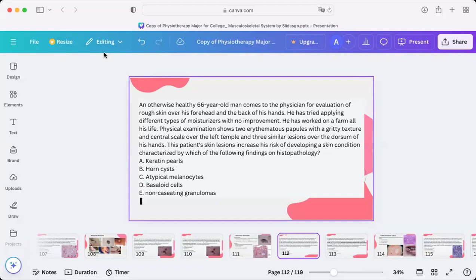I think the most significant finding that this patient has is that he's been exposed to the sun his entire life. What does that predispose him to? And now he's complaining of a gritty sandpaper-like texture on his skin. This is pathognomonic for a specific disease. Horn cyst is found in seborrheic keratosis, which we discussed in the previous slide.